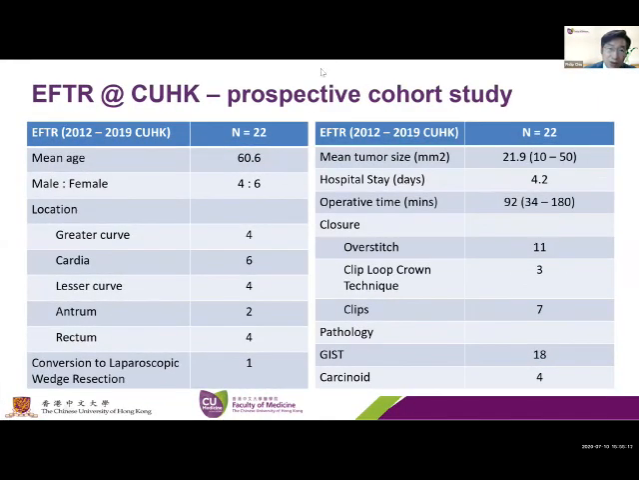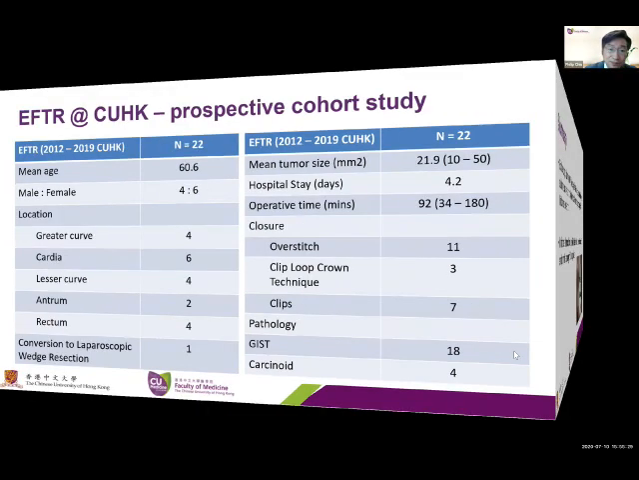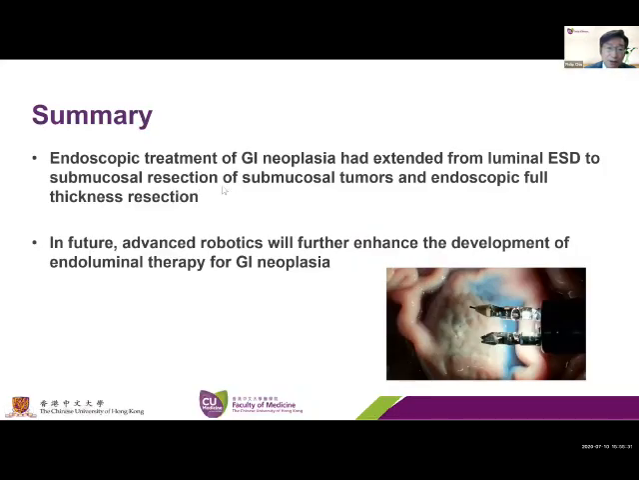We have done more than 22 cases of this endoscopic full thickness resection. Operative time is 92 minutes. The size of the tumor is 21 mm. You can see that half of these cases require OverStitch for closure, and most of these tumors are GIST tumors. So in summary, endoscopic treatment of GI neoplasia has extended from luminal ESD to submucosal resection of these tumors and also EFTR. I think in the future, advanced robotics will further enhance the development of endoluminal therapy for GI neoplasia.